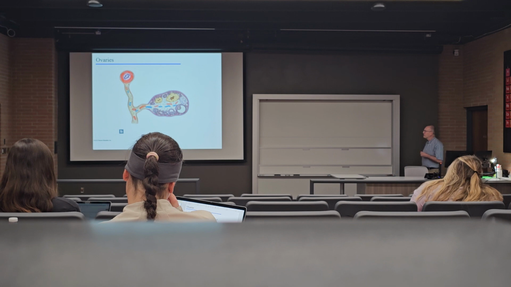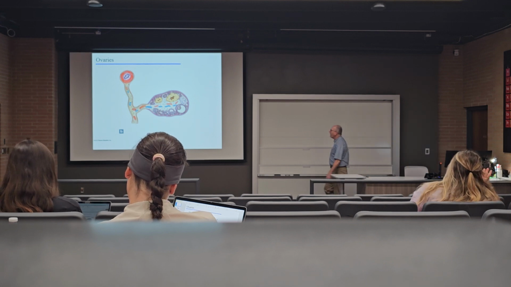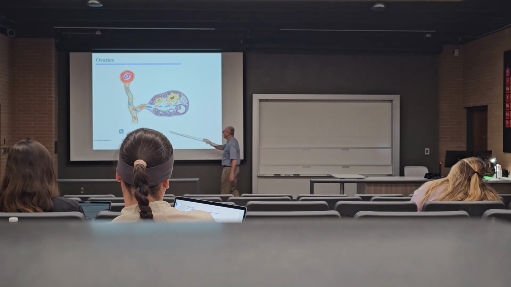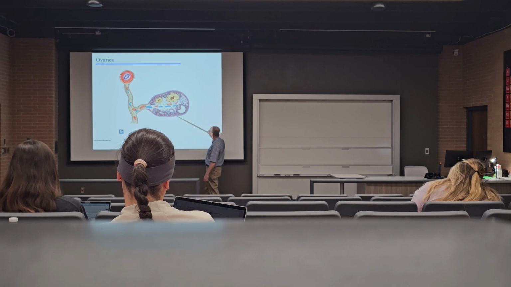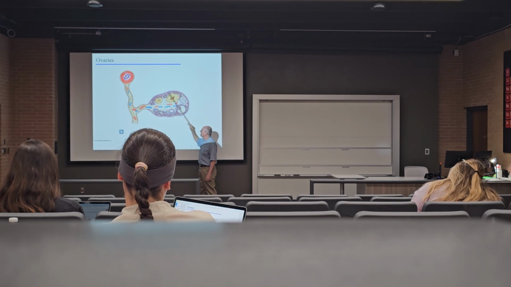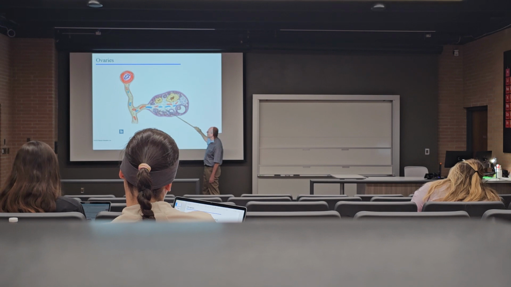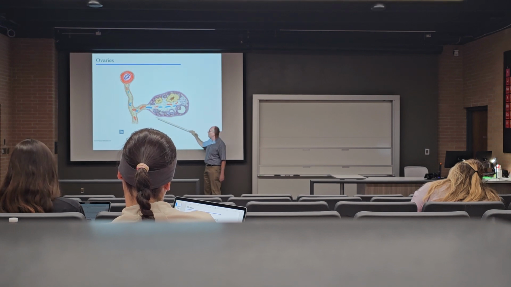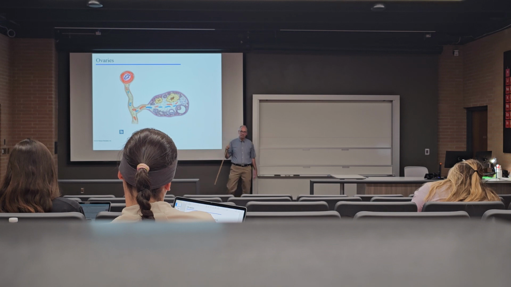So what do they look like? They look something like this. As you can see here on the outside, we have a nice white layer known as the tunica albuginea. In the center, we have a medulla, which is basically connective tissue. And on the outer portion, we have a cortex that has all these nice little round structures in it. Those are the follicles.